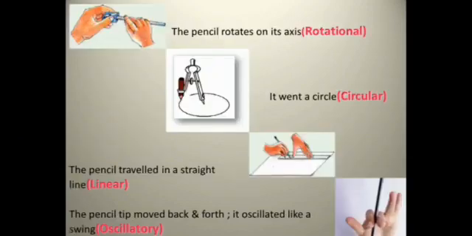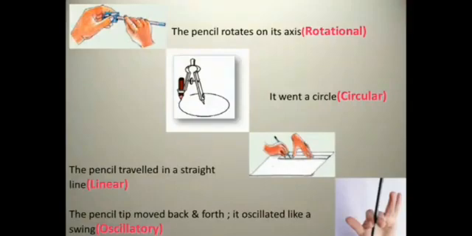Now, consider four cases. Shanti took a pencil and sharpened it with a sharpener. This is the first case. The second case is she then drew a circle using the pencil and a compass. The third case is later she took a ruler or a scale and drew a straight line on another paper. And the fourth case is she then kept the pencil between her fingers and moved it back and forth. So now look at the motion of the pencil in all these four cases.